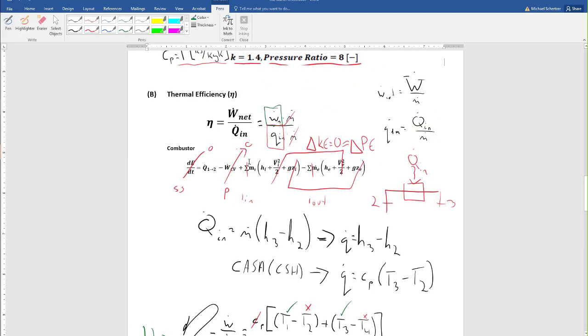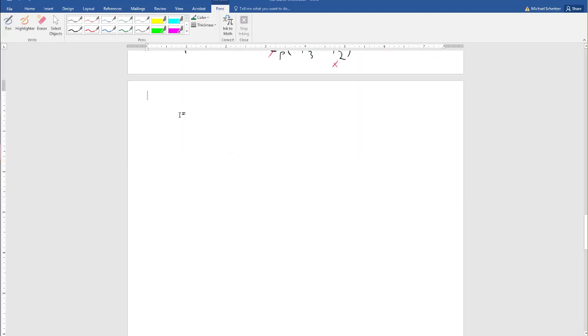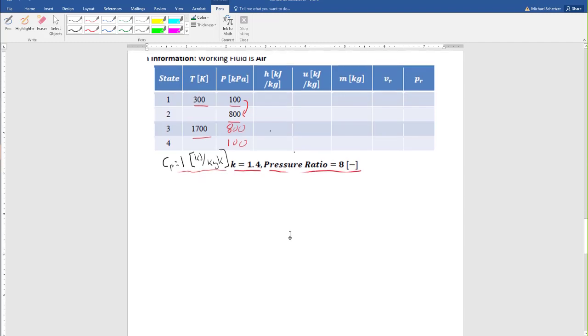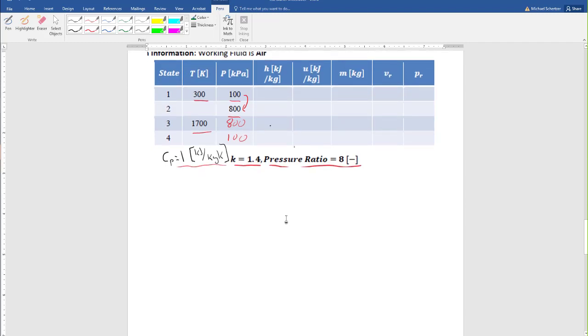So the thing that I'm trying to get ultimately is I want the temperatures. Right? So I want state 1 first. Awesome. I already have state 1, right? Because it's given to me. I know the temperature and the pressure. And if I'm doing a constant specific heat analysis, temperature and pressure are the only things that I need.